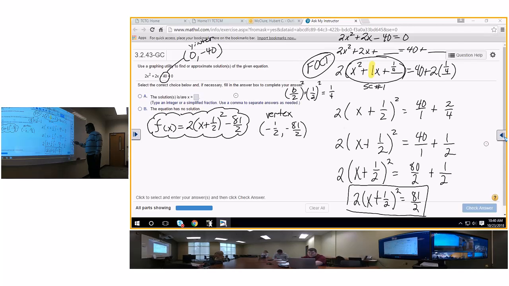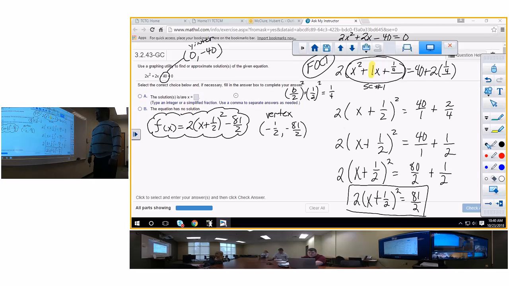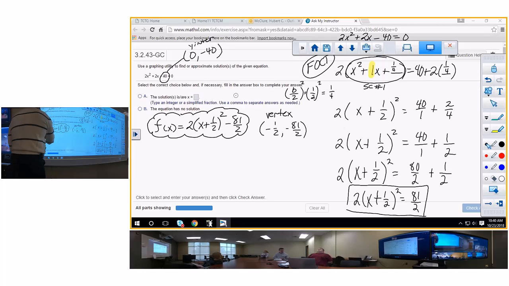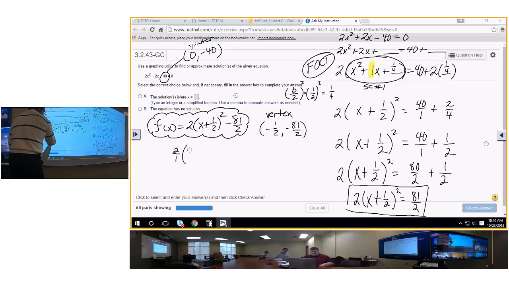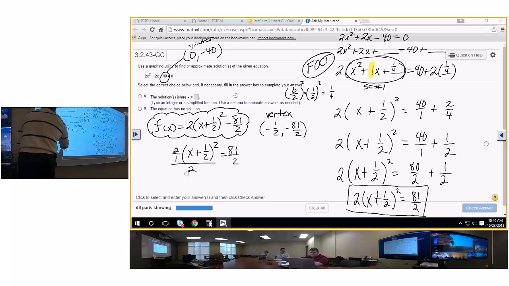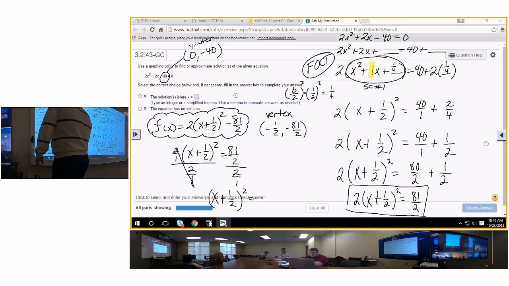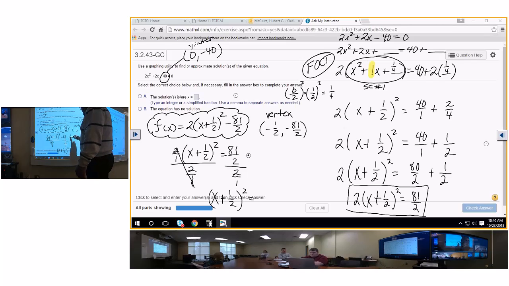And totally ask questions. All right, so now I'm going to find my x-intercepts. So I'm going to divide by 2. Here's another baby step. 2 over 1 (x plus 1/2) squared equals 81 over 2. I'm going to divide by 2 over 1. That goes out. I'm left with (x plus 1/2) quantity squared is equal to, when I divide a fraction by a fraction, I multiply by the what? Reciprocal. The reciprocal, which gives me 81 over what? 4.